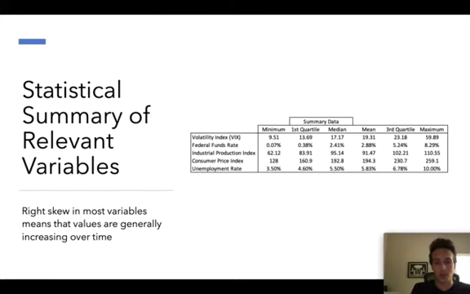Statistical summary of relevant variables. As we can see here in the summary data, it displays a little bit of right skew in most of the variables, meaning that over time, they're generally increasing. The VIX has been increasing, only has an interquartile range of about 10 points, which indicates that there's been relatively low economic turbulence over the last 30 years.